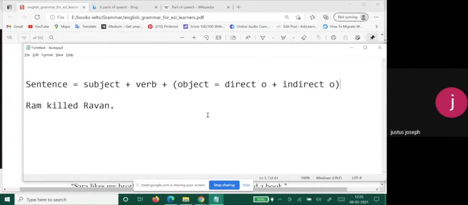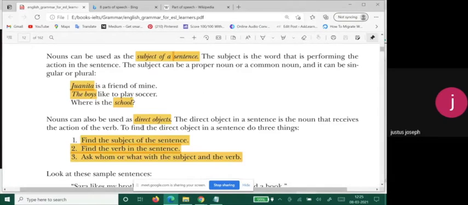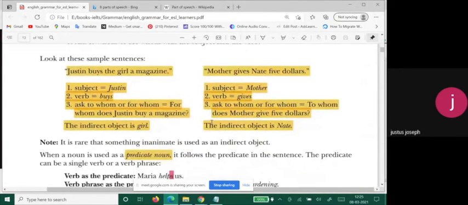Till now, we had understood that noun is used as a subject. That was Ram. But what are we seeing now? Noun can also be used as an object. Okay, that is what I'm trying to show you here. Now, objects are of two types: direct object and indirect object. Let's look at this. Look at the sentence: Justin buys the girl a magazine. Okay, what is the subject? Justin.